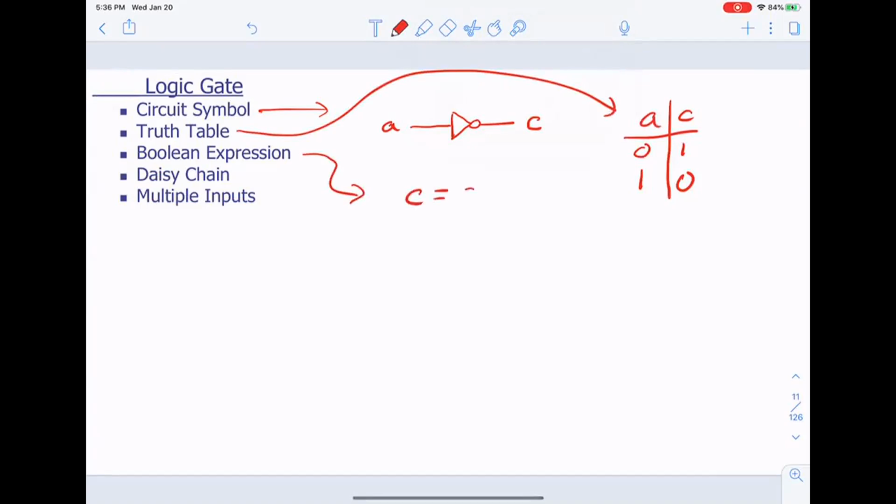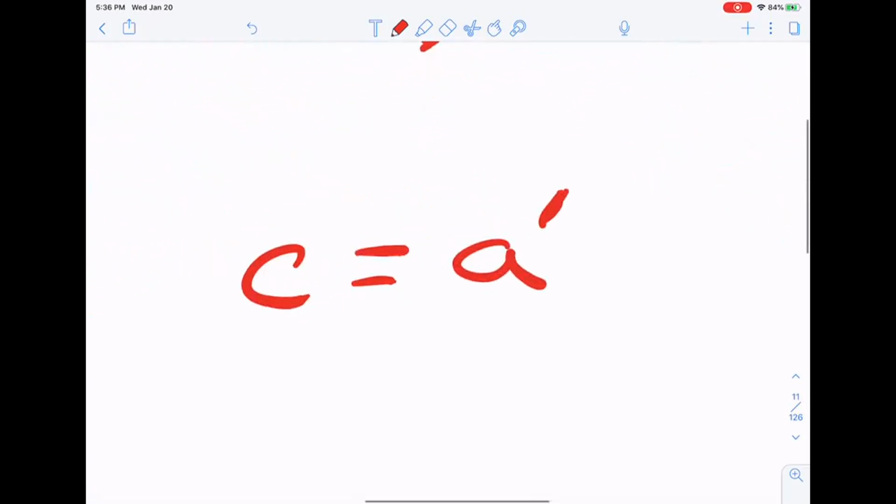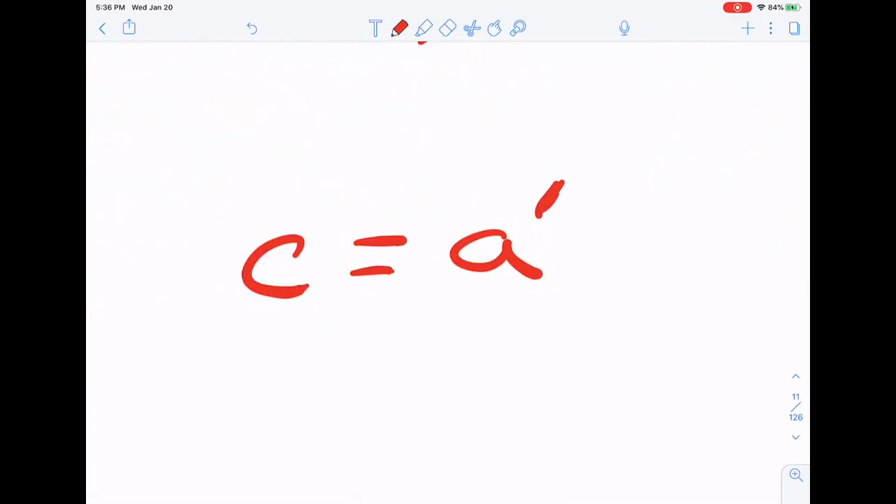C is equal to A prime. Or the way that you would say that would be "not" right there. So the way that you would say this phrase in this class is you would say C is equal to not A. So you kind of throw the word in front of it instead. C is equal to not A when you do that.